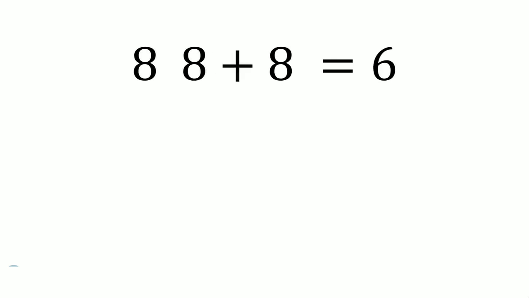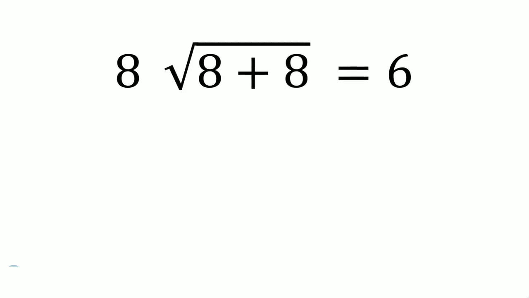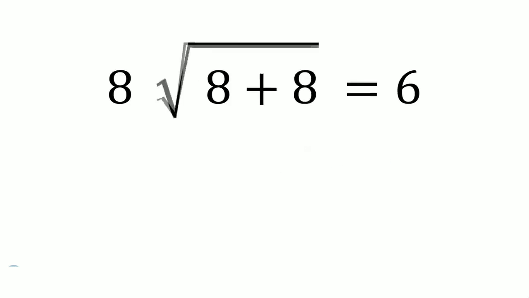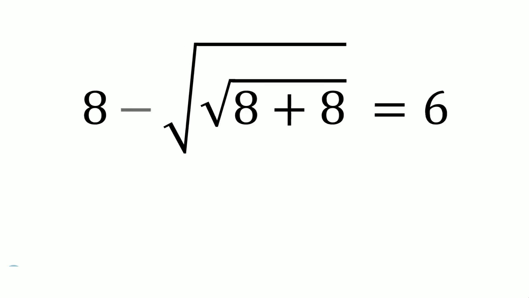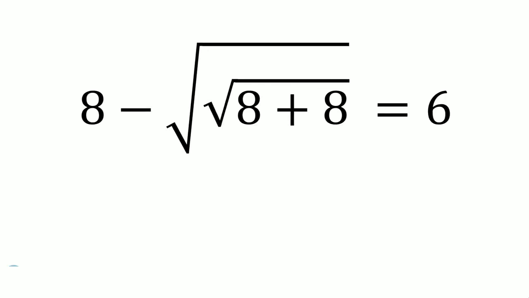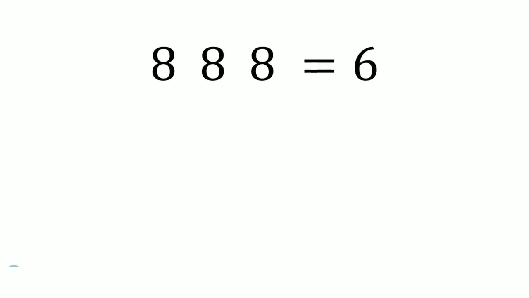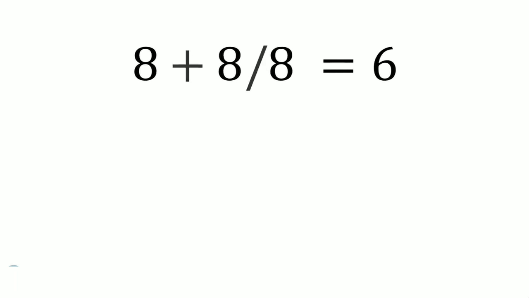Let's give a try for 8, 8, 8, which is equal to 6. Many people consider this the hardest of all of these equations. So we work in a step manner. We take 8 plus 8, and that's equal to 16. We take the square root of that, which is equal to 4. We then take the square root of that, which will be equal to 2. Now we take 8 minus 2, and that's equal to 6. So this is one way to solve this.